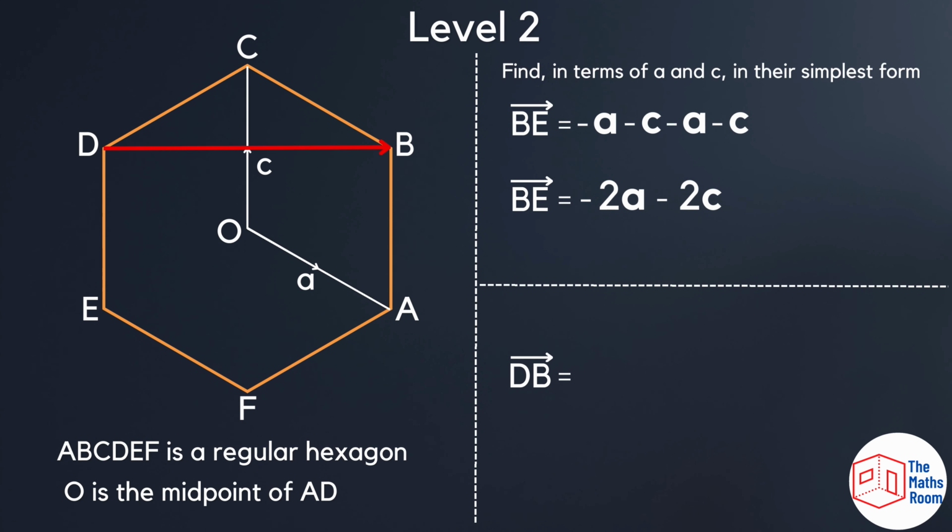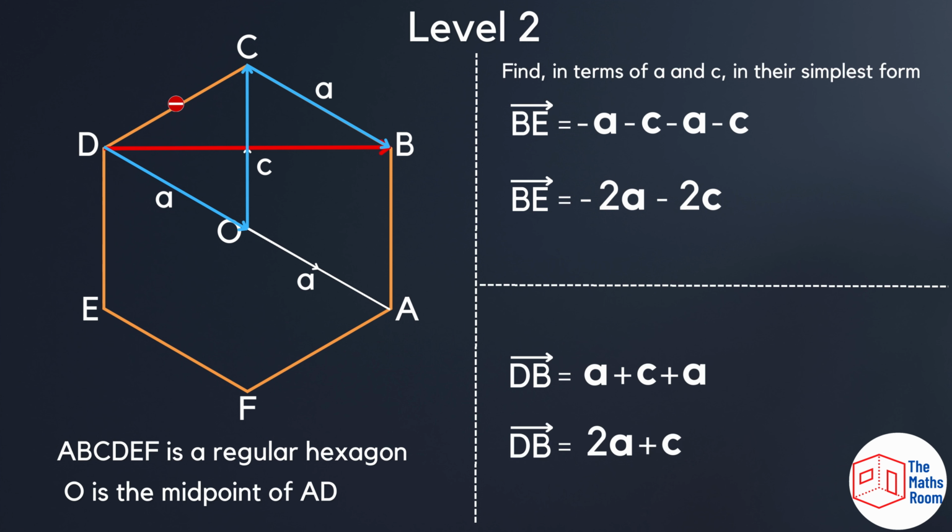To go D to B, we don't have a direct route, so let's have a look at what we have. We can't go D to C. We've already discovered that that route is blocked, and we don't have a vector for it. We do have a vector giving us a path from D to O, and then up to C, and then down to B. So our resultant D to B vector is A plus C plus A. So we've got 2A plus C as our solution.